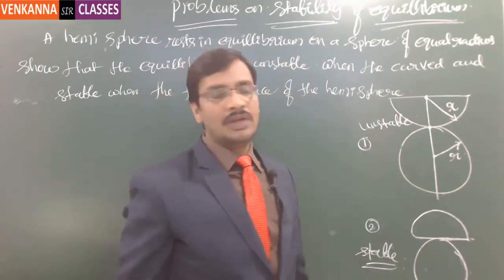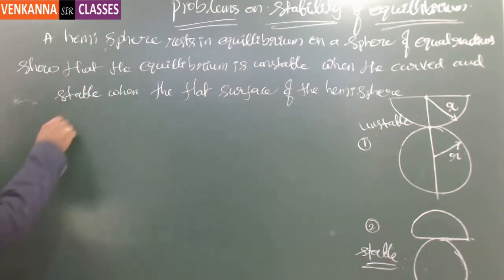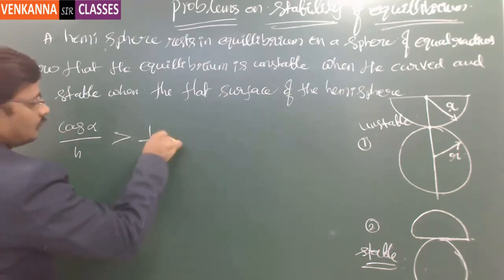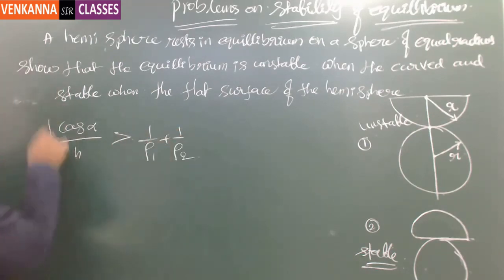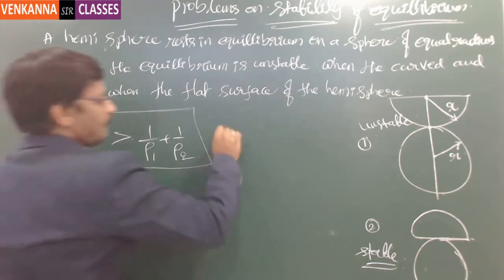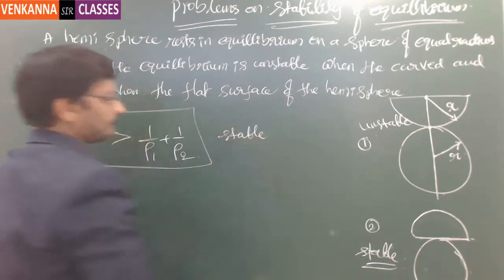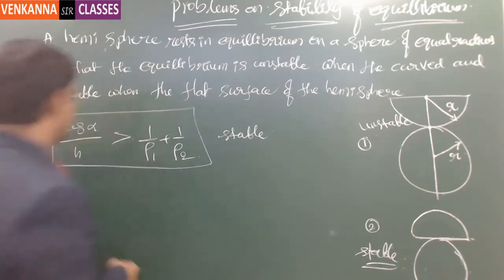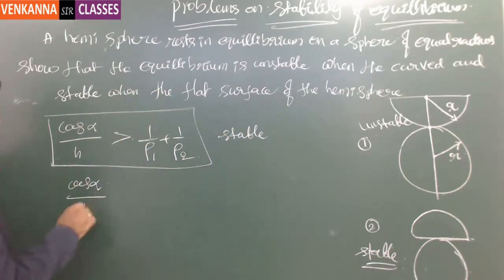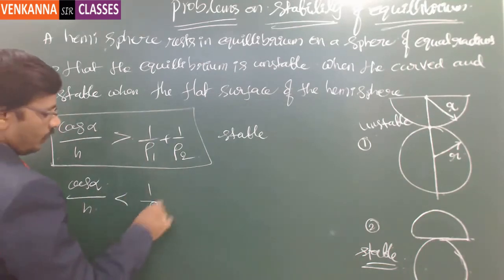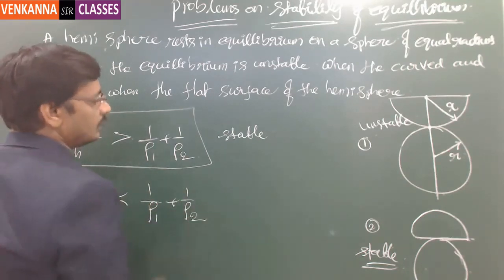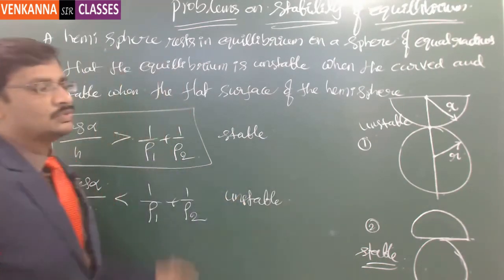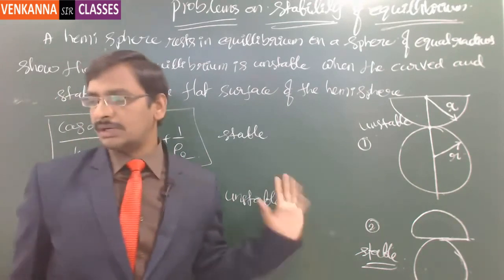Now here in this case, if you want to find out the stability of the equilibrium for this particular system, we have derived one important formula, that is cos alpha by h is greater than 1 by rho 1 plus 1 by rho 2. Then the equilibrium is stable. Otherwise, it is unstable. So if cos alpha by h is less than 1 by rho 1 plus 1 by rho 2, then this is unstable. Now here actually only thing is we need to identify the rho 1, rho 2 and h and alpha values.